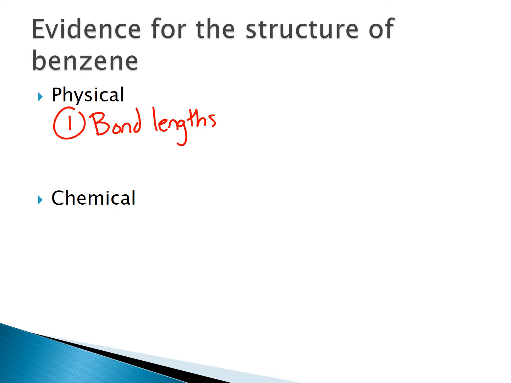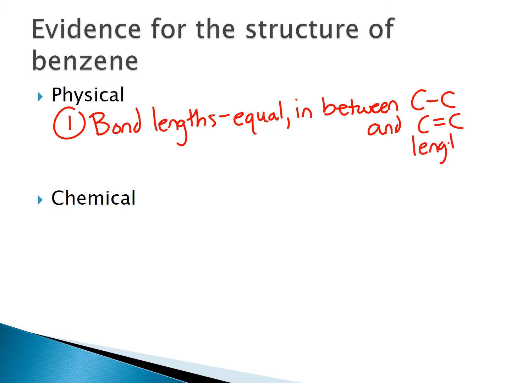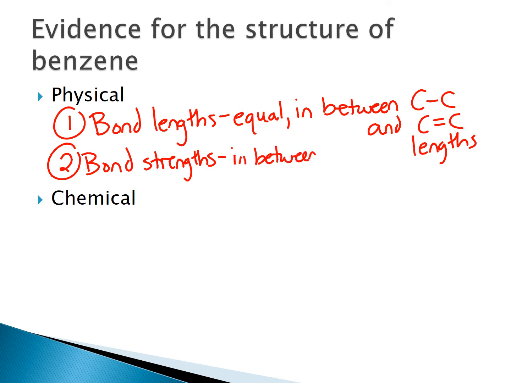In fact, we see that the bond lengths are equal, and they're in between what we would predict for a single bond and a double bond. So in between the predicted lengths for those. And additionally, the bond strengths are different than expected. So again, we see that the bond strengths are not as you would predict for a single and a double bond. They're in between and equal.